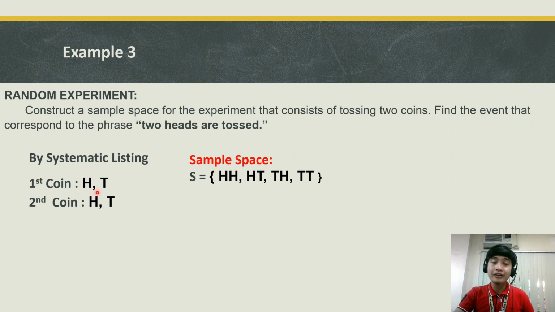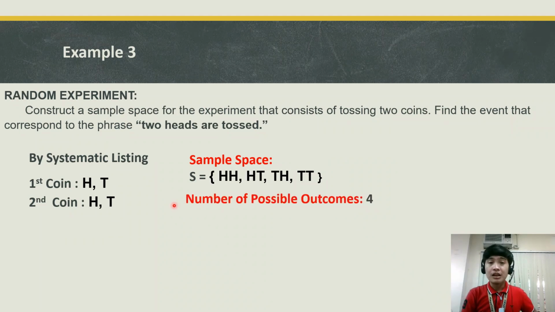Head sa first coin, head sa second coin. Pwedeng head sa first coin, tail sa second coin. Pwede nga mangyari, tail sa first coin, head sa second coin. Or, pwedeng tail sa first coin, tail sa second coin. So, our sample space for that is ito po. Ayan, naka-inclusive braces kasi sample space is a set of all possible outcomes. So, with that, the number of possible outcomes ay 4. O, bilangin lang natin yung mga events sa loob ng sample space na ito. So, merong 4 na possible outcomes.